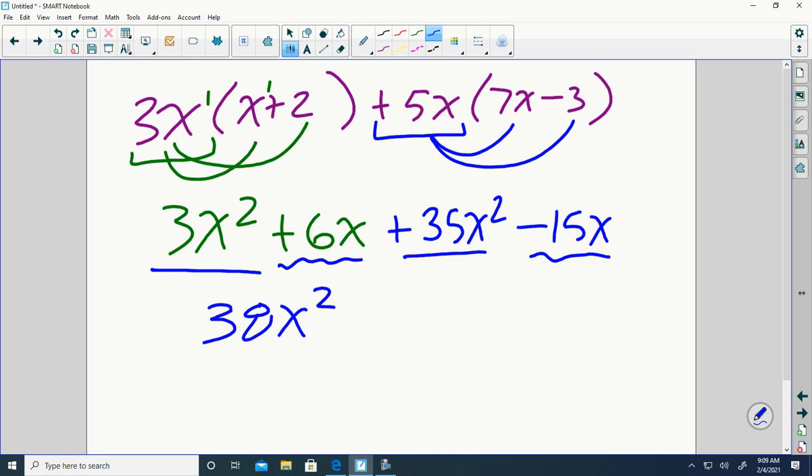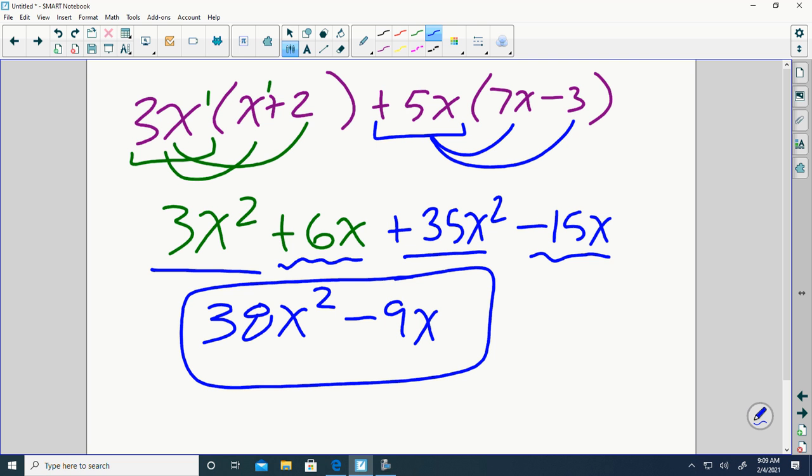Like terms. Negative 9x. Friends, problem is done. Problem is done.